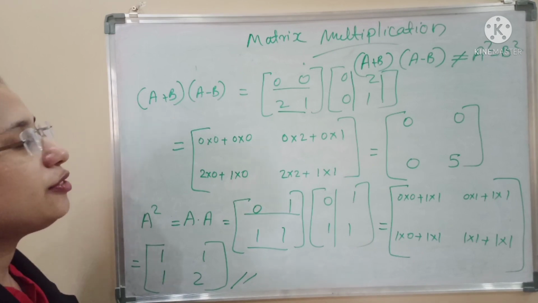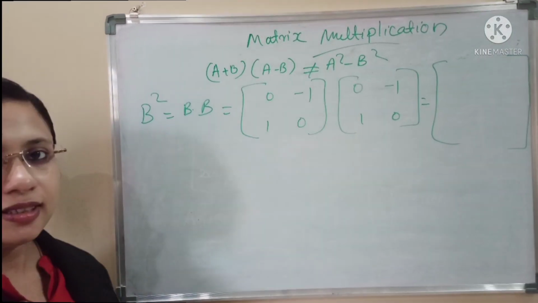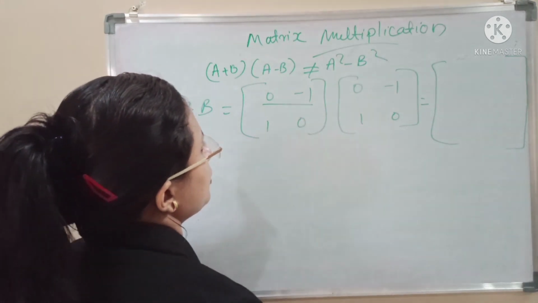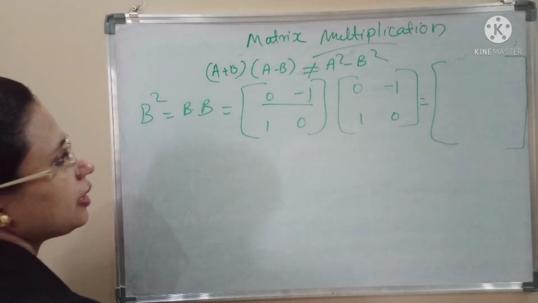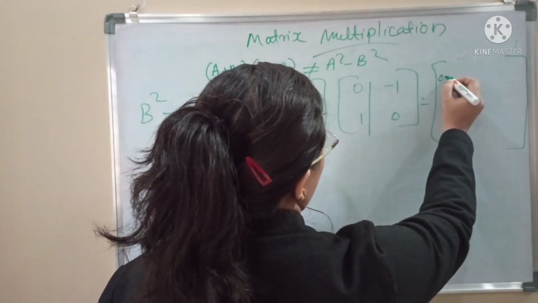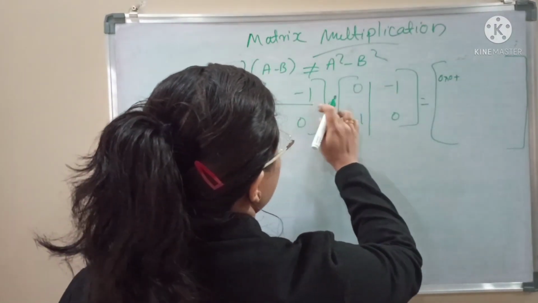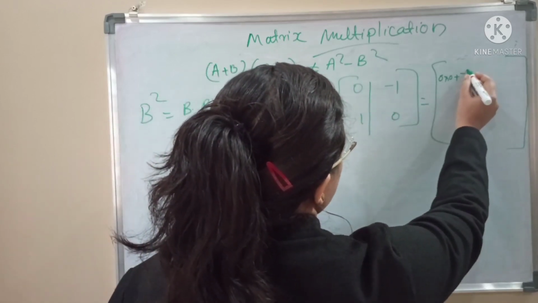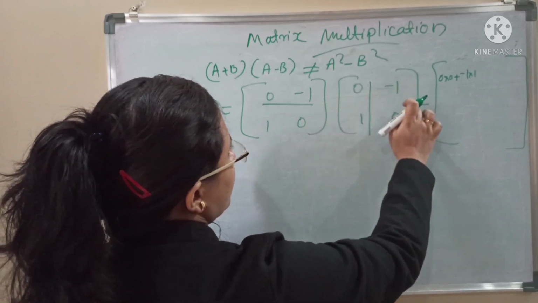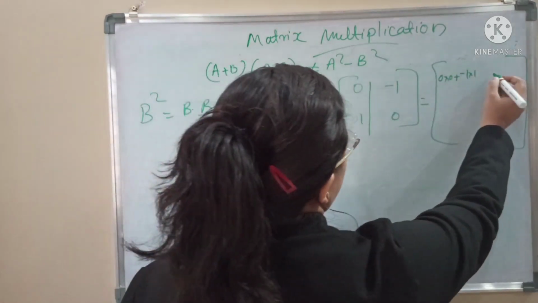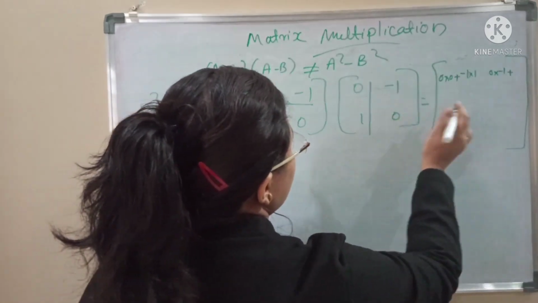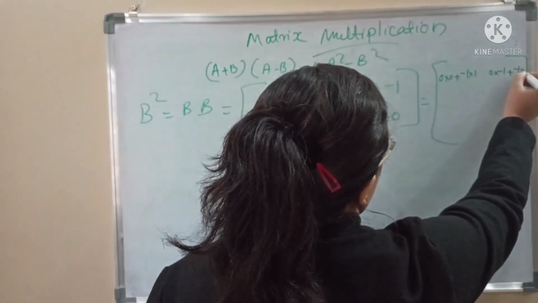Similarly, we'll find B square. Let's see the B square. So first take the row of the first matrix, multiply with the first column. So 0 into 0 plus minus 1 into 1, minus 1 into 1. Again first row, second column. 0 into minus 1 plus minus 1 into 0.